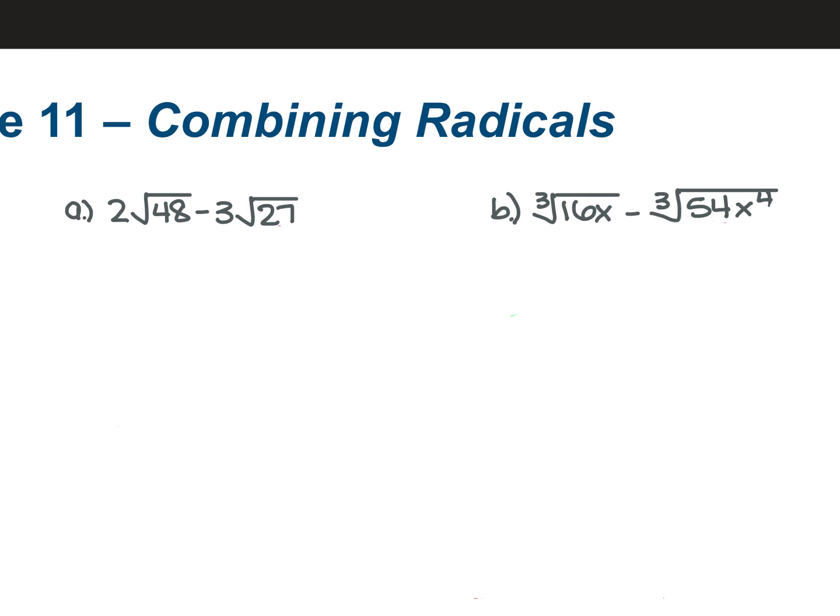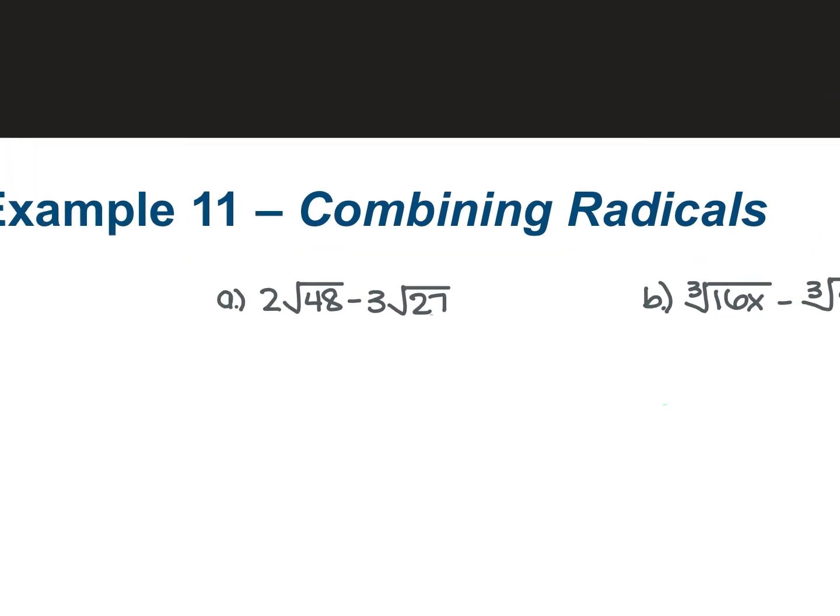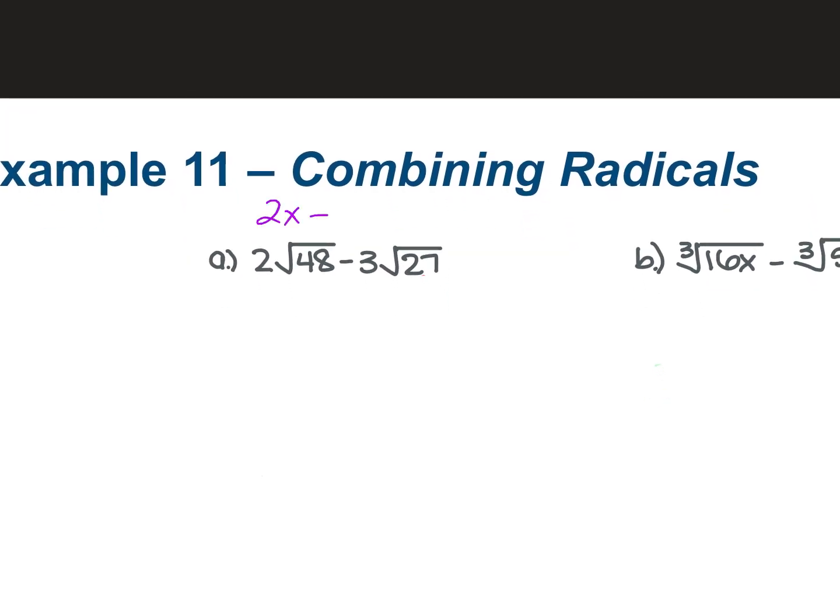What do you notice about this problem? Talk to me. Subtracting. Okay, it's subtracting 2 radicals. If I said to you, this was like 2x minus 3y, could you combine these? No, because they don't have common terms, right? We'll say last names. X and Y are their last names.